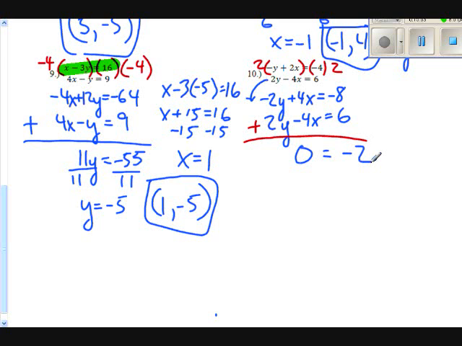Does 0 equal a negative 2? No, that's ridiculous. 0 will never equal a negative 2, not on this planet. Since that's not a true statement, I'm going to say this one is no solution. Okay? And that's the difference between infinite solutions and no solution. If I get a true statement, it's infinite solutions. A false statement like this one means no solution. Okay?